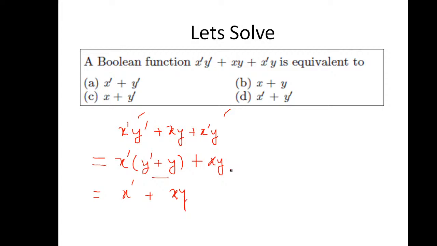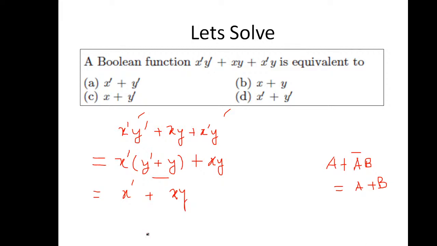Okay, now can we write this one? I am going to the formula part. You have seen one formula. Have you seen this formula? A plus a bar b equals, the formula is a plus b. Have you seen this formula? Please note it down. This formula is very, very important. We will be using this formula multiple times.